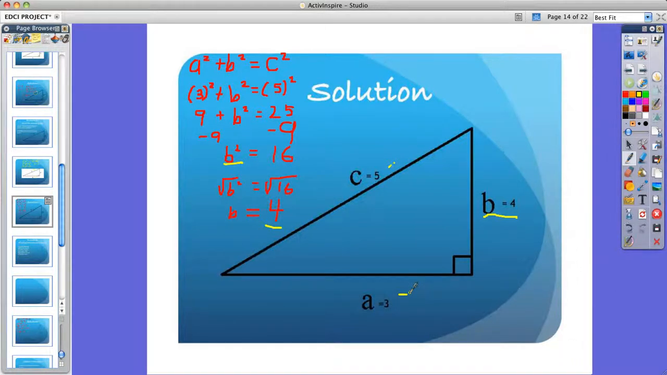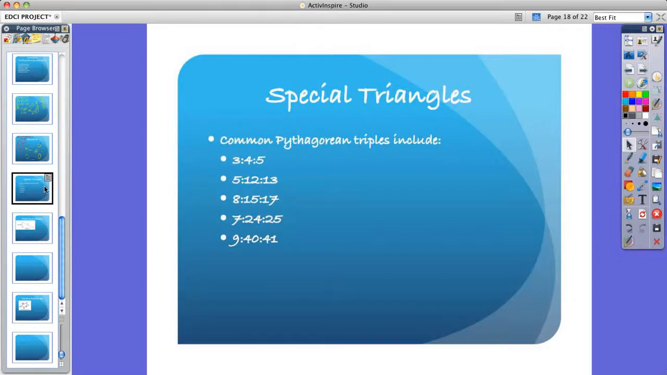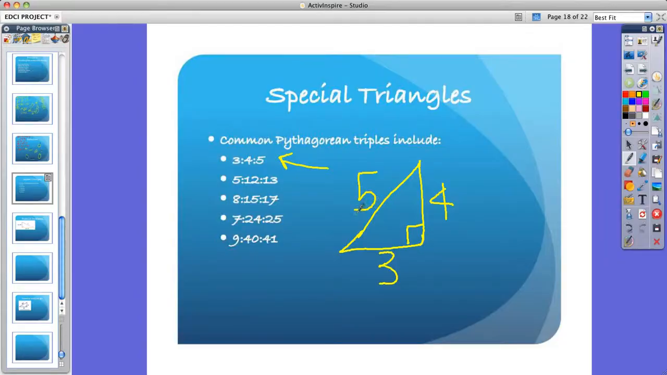So you can use this equation not only to find the hypotenuse, but you can also use it to solve for either leg whenever you're missing one or the other. Now we have some special triangles. These triangles include a 3, 4, 5, a 5, 12, 13, an 8, 15, 17, a 7, 24, 25, and a 9, 40, and 41. So if you're given a triangle with a 90-degree angle and the sides that are 3 and 4, we know that because of this special triangle rule, this one will be 5.